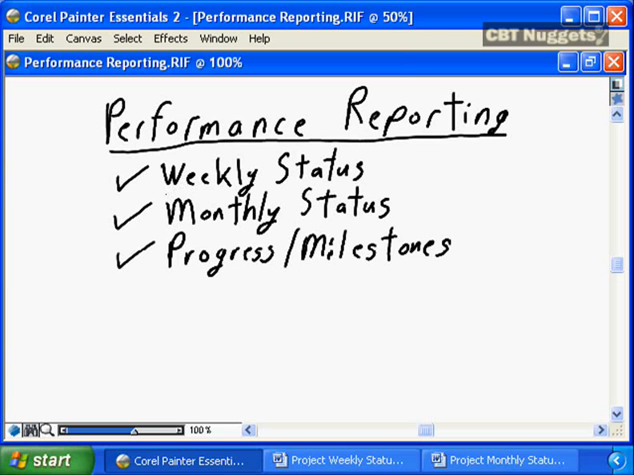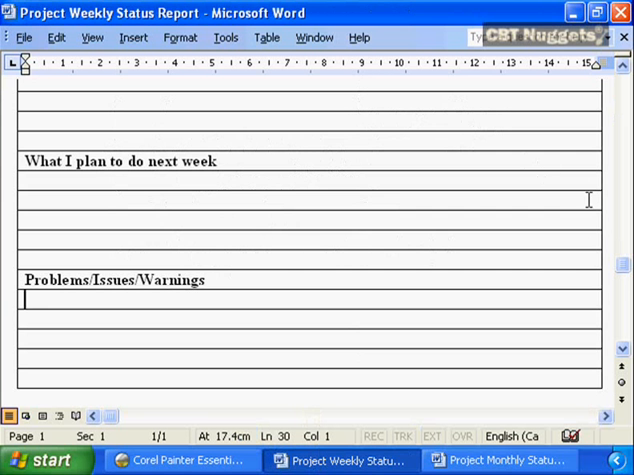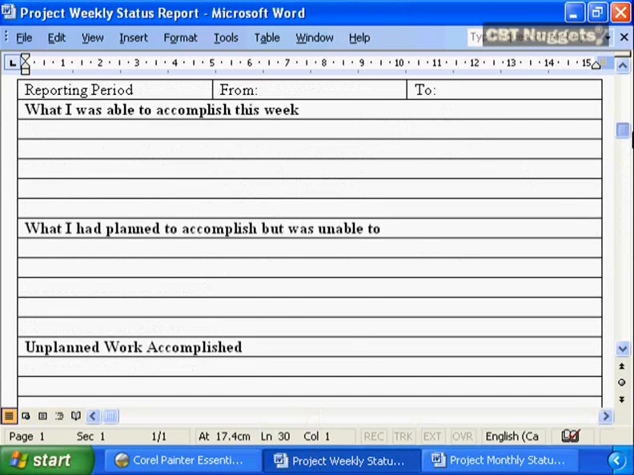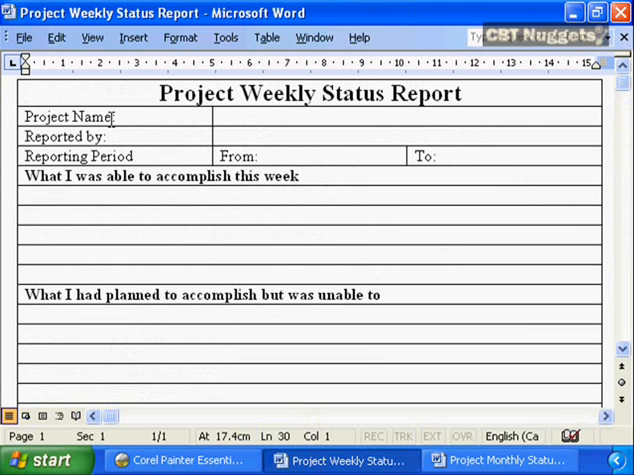So what does a good weekly status report look like? Let's have a look. A weekly status report should be very detail focused. You're going to have the tombstone information at the top, the name of the project, who's reporting it, and what the reporting period is going to be. Again, the expectation is you'll get one of these from each of your team members, and you will be expected to provide one of these summarizing the team member information to your project sponsor.